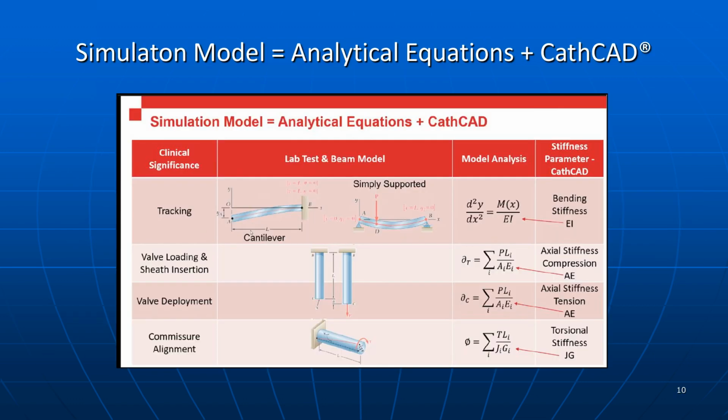The resulting catheter simulation model consists of analytical equations combined with the CathCAD software. The flexural rigidity, or bending stiffness, applies to the catheter device tracking ability. The longitudinal rigidity term, or axial stiffness, applies to valve loading, sheath insertion, and/or valve deployment via a catheter device. Finally, torsional rigidity, or torsional stiffness, applies to the device alignment of the catheter device.